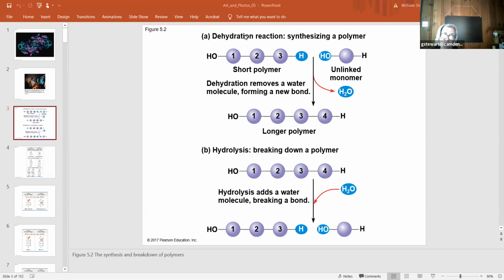You might have learned this dehydration synthesis reaction. An older name for it is a condensation reaction. So you may have learned that in chemistry as well. If you have taken Chem 102 or you're currently taking Chem 102, much of this will probably be familiar to you.